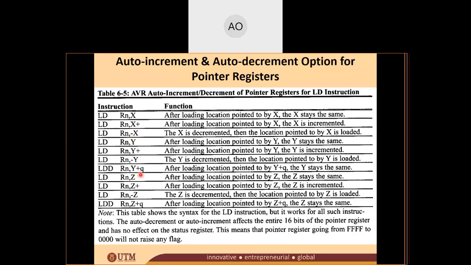for the Y and Z, there is another instruction called a displacement. This one is LDD, load with displacement. What is the difference between LD and LDD? For the LD, kita look one by one lah. Yes, there is a post increment and pre-decrement. Betul. Okay, let's look at this instruction one by one.